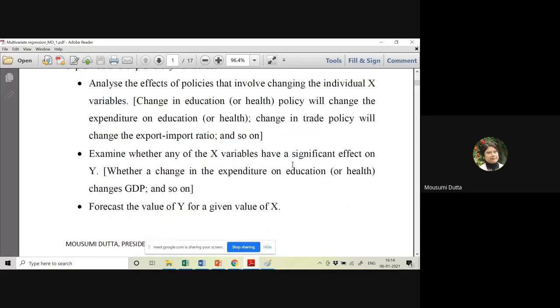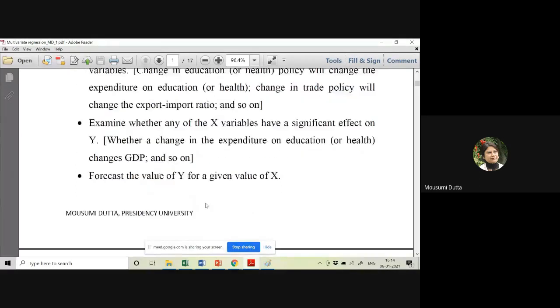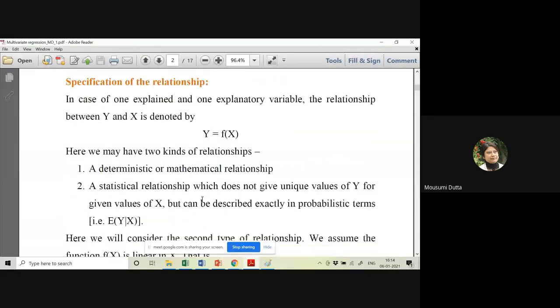Examine whether any X variable has a significant effect on Y. And forecasting. So these are the three main things. What will be the direction of the policy, whether by changing X we will be able to change Y or not, and whether the analysis between Y and X will help us to forecast.